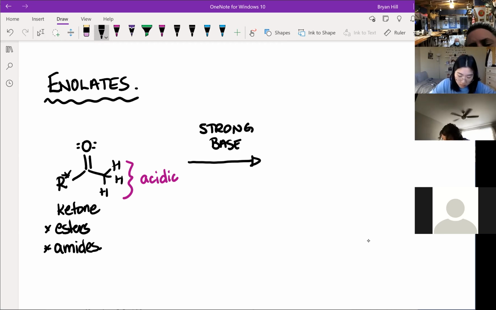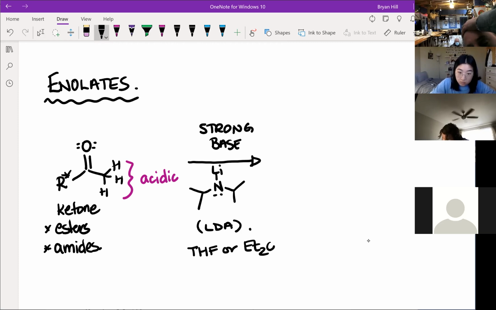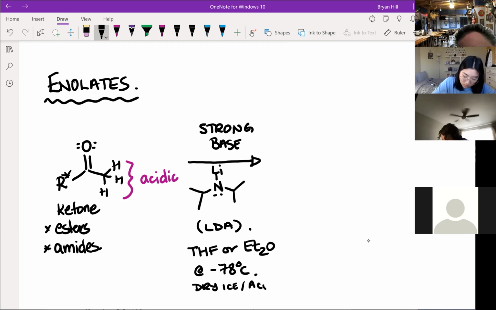Relatively acidic. And so what can happen is that they can be deprotonated if you use a strong base. The one that I will talk about the most is LDA, lithium diisopropylamide. These reactions are typically carried out in THF or diethyl ether at minus 78 degrees. So this is basically acetone and dry ice. Some of you will already have used an acetone dry ice bath in the lab. For the rest of you, we'll be doing that in the second experiment.